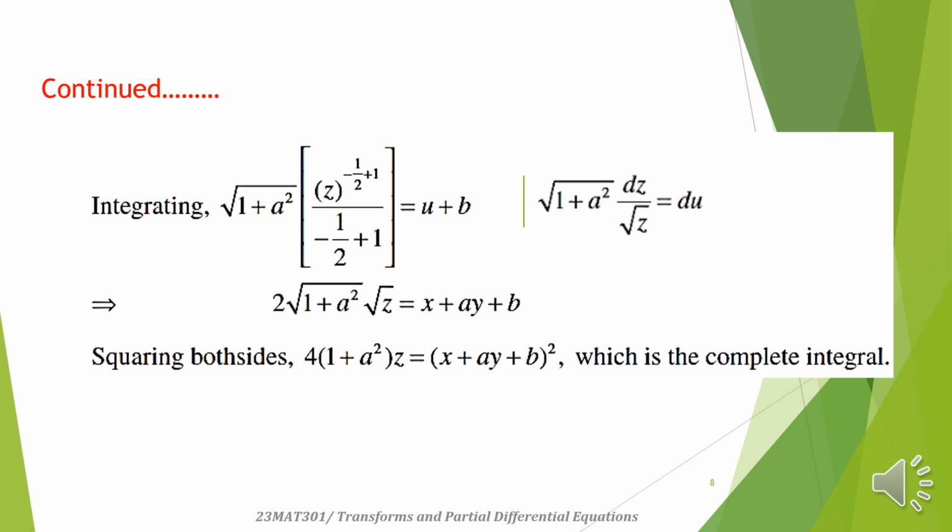Now root of 1 plus a square remains as such. z power minus 1 by 2 plus 1. Minus 1 by 2 plus 1 is nothing but 1 by 2. So z power 1 by 2. z power 1 by 2 is nothing but root z divided by minus 1 by 2 plus 1, which is 1 by 2. So 1 by 2 on reciprocating becomes 2. So 2 into root of 1 plus a square into root z is equal to u. You will substitute x plus ay plus b. To remove the root, you will square both sides. So you will get 4 into 1 plus a square into z is equal to x plus ay plus b the whole square, which is your complete integral.